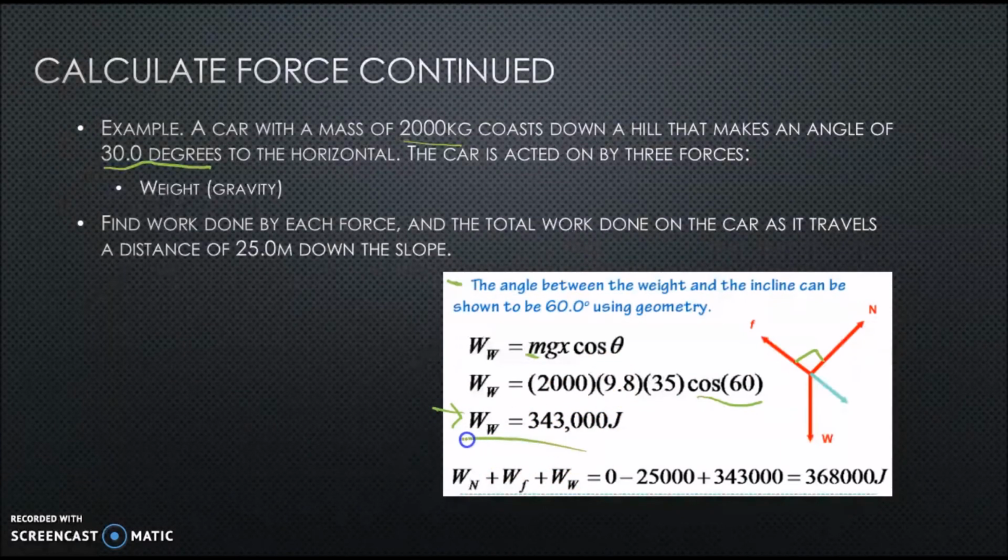We put all the work forces of all three of the works that we were talking about in the original problem together, so 0 plus negative 25,000 plus 343,000, and our final answer for all of the work being done in this one problem would be 368,000 joules.